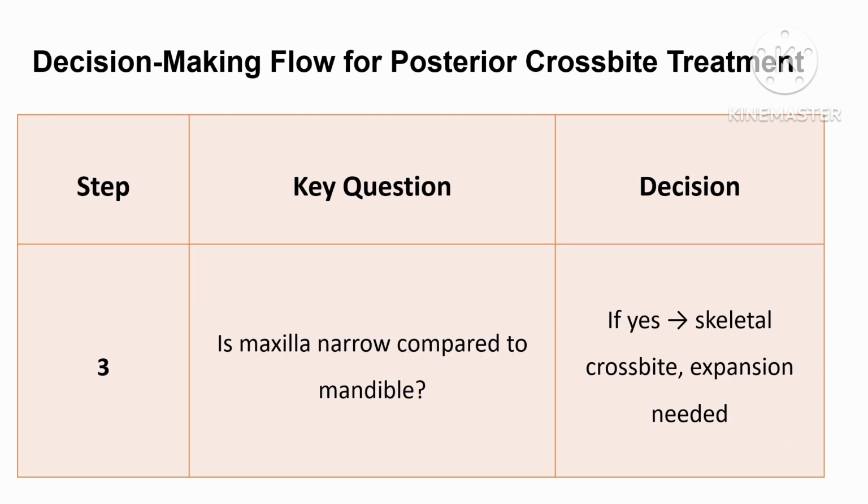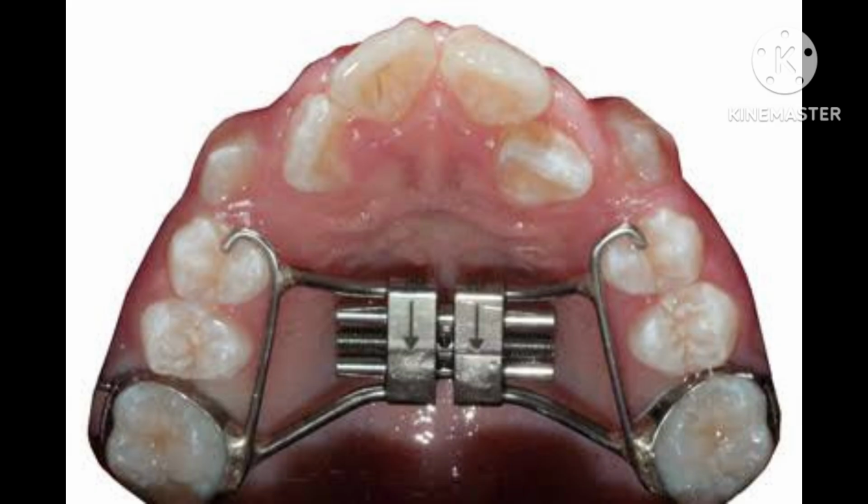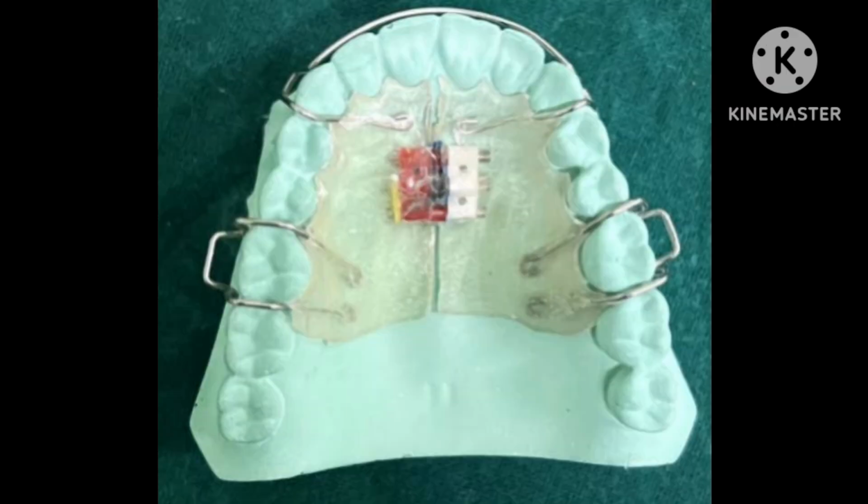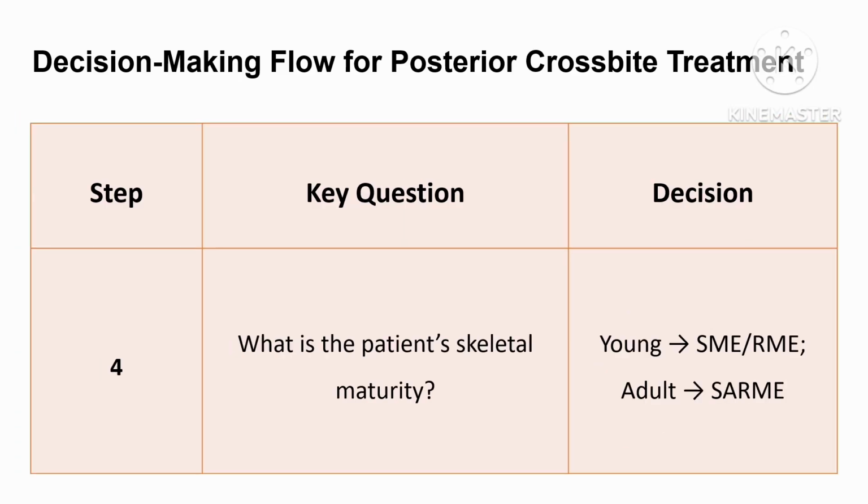For a growing patient, rapid maxillary expansion, or RME, separates the midpalatal suture and gives true skeletal gain. Slow maxillary expansion is gentler for mild cases. Overcorrect slightly and retain the appliance passively for months to allow bone fill. For adults, surgically assisted rapid palatal expansion or orthognathic surgery is often required, followed by orthodontic finishing. Age plays a critical role in expansion planning.